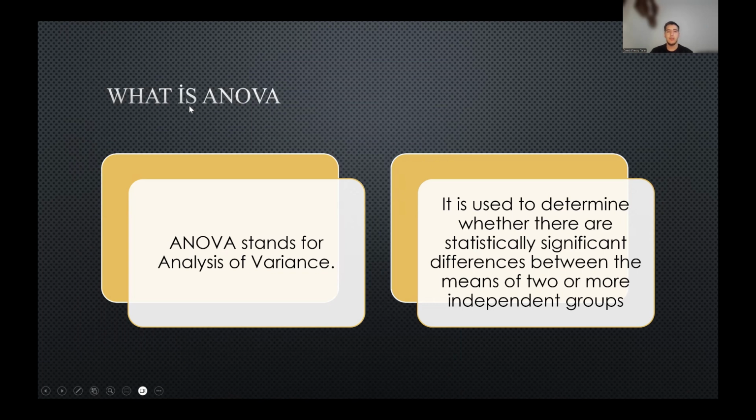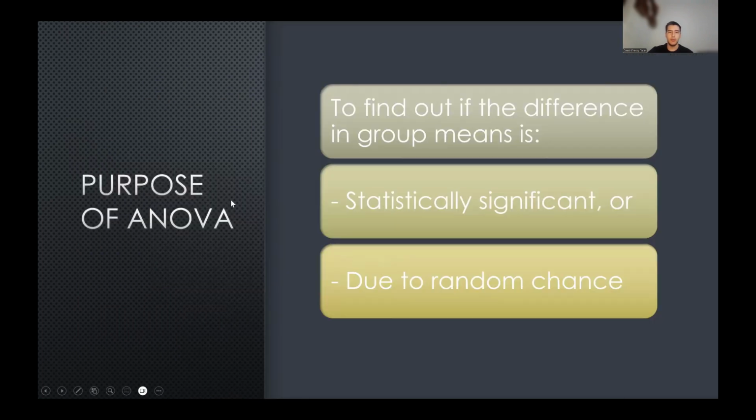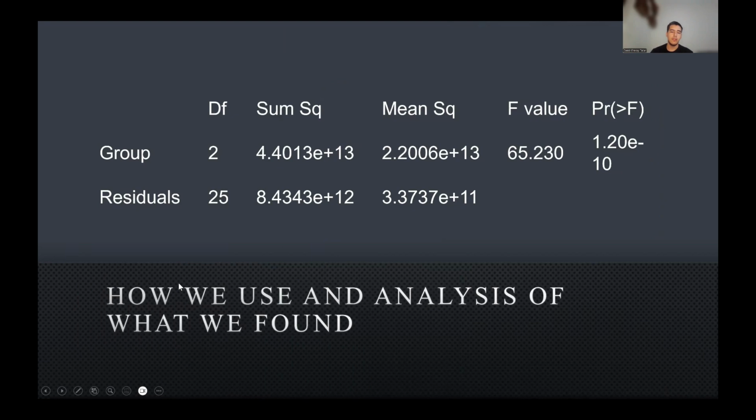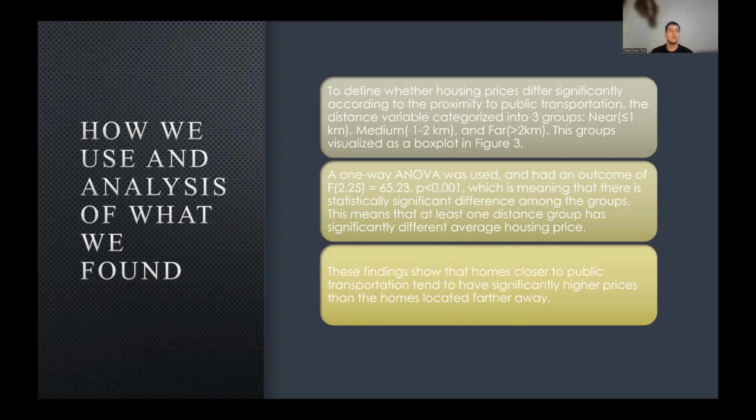What is ANOVA? ANOVA stands for analysis of variance. It is used to determine whether there are statistically significant differences between the means of two or more independent groups. Purpose of ANOVA: to find out if the difference in group means is statistically significant or due to random chance. This is how we use an analysis of what we found, to define whether housing prices differ significantly according to the proximity to public transportation.